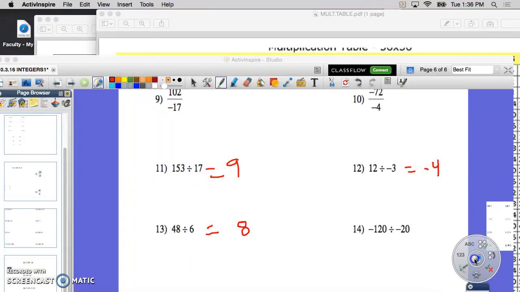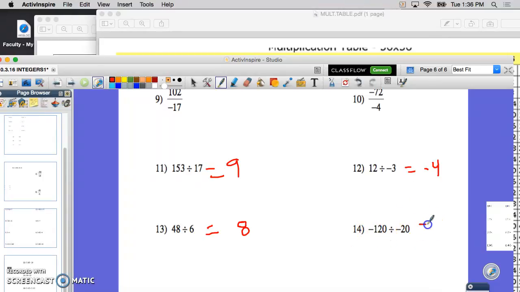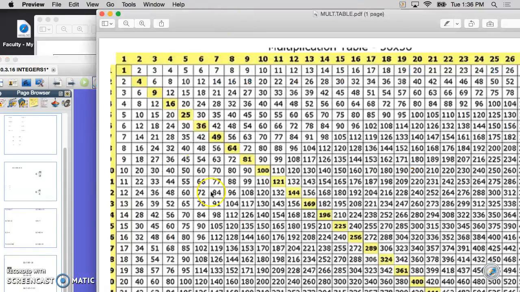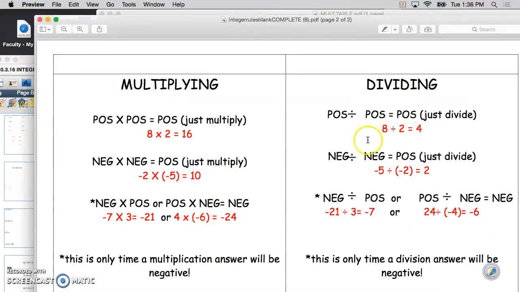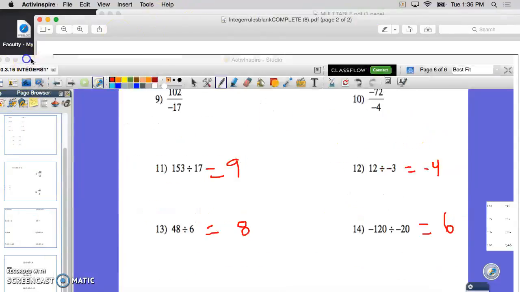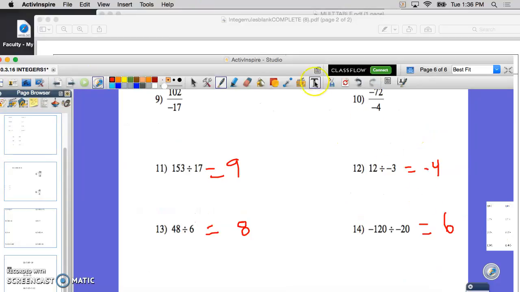And now, for number 14, I have negative 20 divided by negative 120. So how many times is 20 going to go into 120? I'll take a look on the chart with you. I'm going to go down to my 20 column and see how many times it goes into 120. My answer is 6. Okay? Negative divided by a negative, my answer should be positive. So I will keep that as a positive 6.